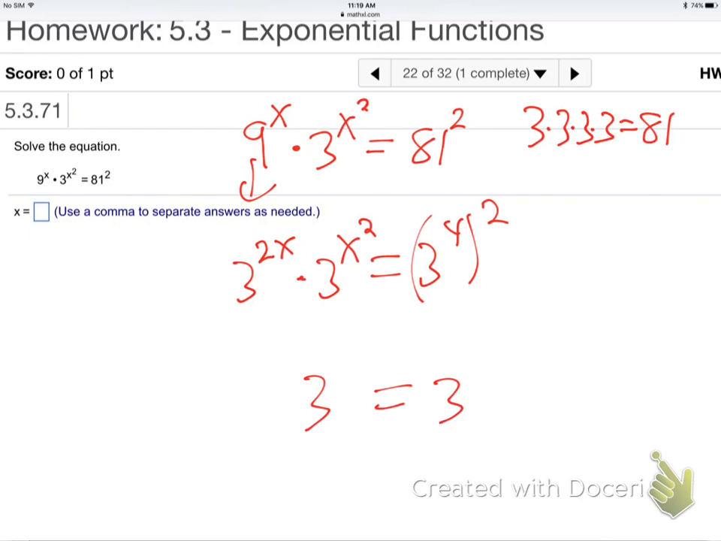You got to combine those two. So how do you combine those two? What happens with these guys? Same bases multiplied, powers add. It's going to be x squared plus 2x, or 2x plus x squared. The order doesn't matter. And this is 3 to the 8. These guys multiply. Everybody see the difference?